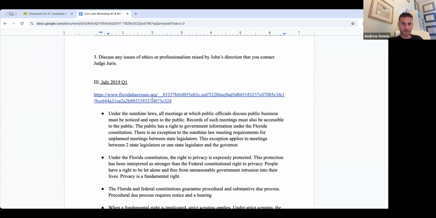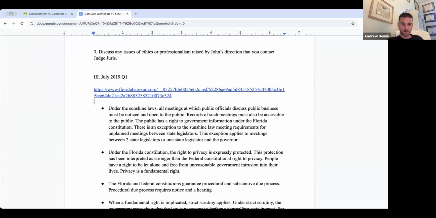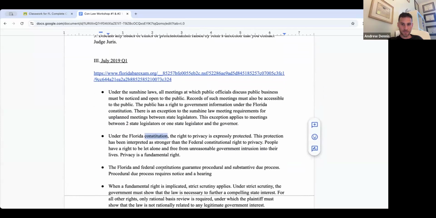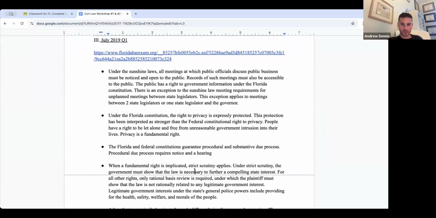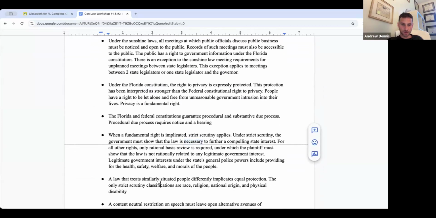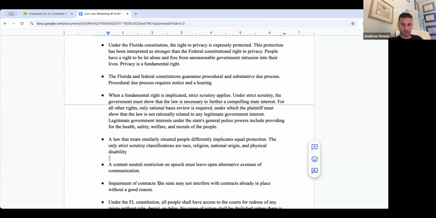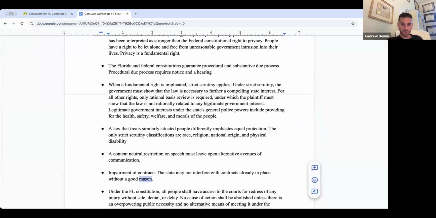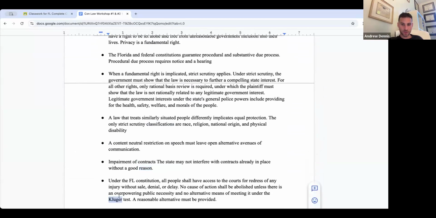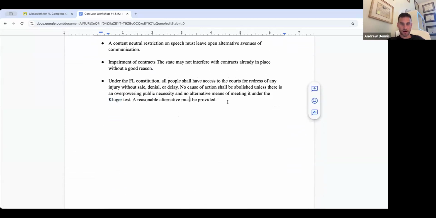And then July 19: Sunshine Law, privacy expressly protected, due process, procedural and substantive, fundamental rights, strict scrutiny, equal protection, content neutral, impairment of contracts is pretty cool. And then they did talk about the Kluger test, right? The Kluger doctrine comes up. All right, cool. So those essays were pretty good.